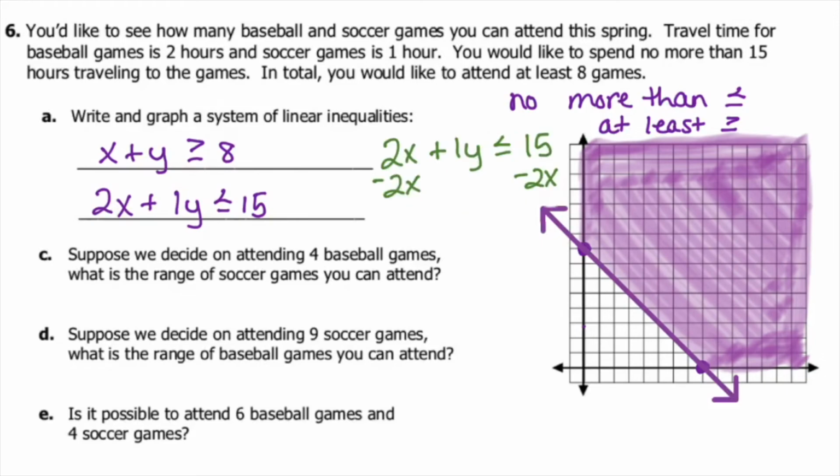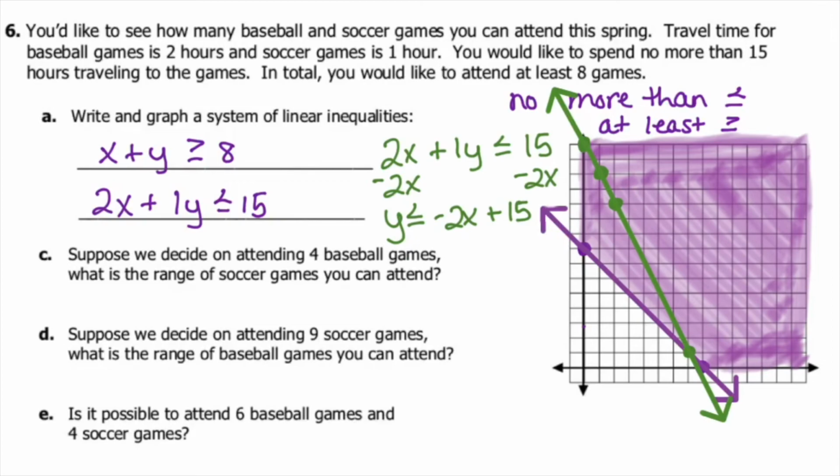Then our second equation, subtract 2x on both sides to get y by itself. So that's y is less than or equal to negative 2x plus 15. So we're starting at 15. You can see the green dot at the top of the y-axis. Then I'm going to go down 2 over 1. I'm just going to do a couple of those to make sure that I have a straight line because we are having to go across the entire coordinate plane.